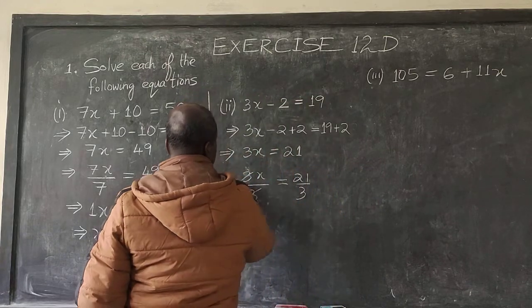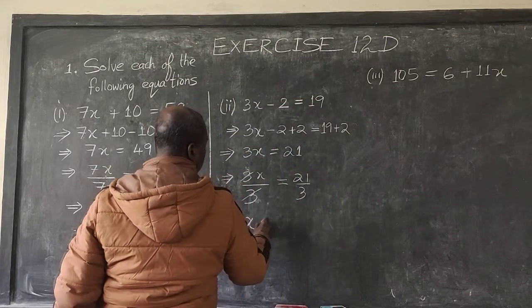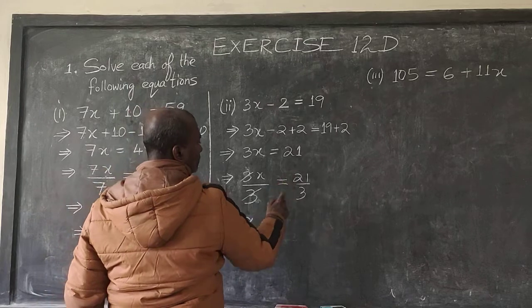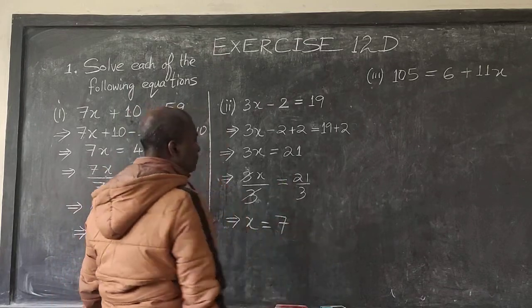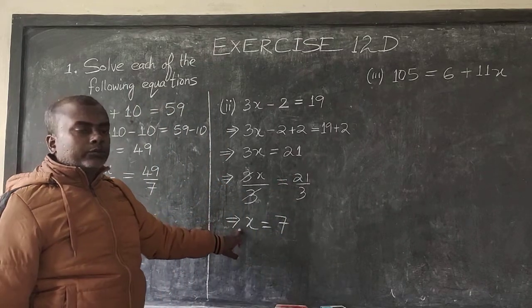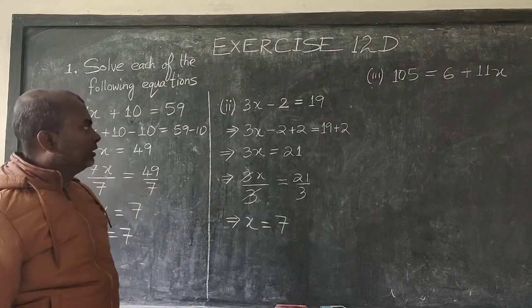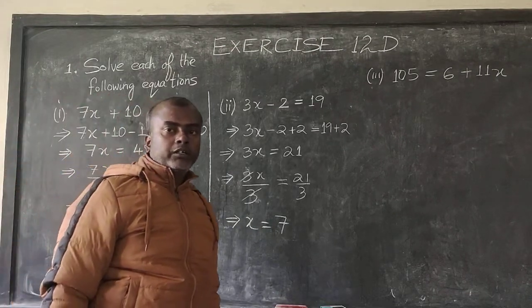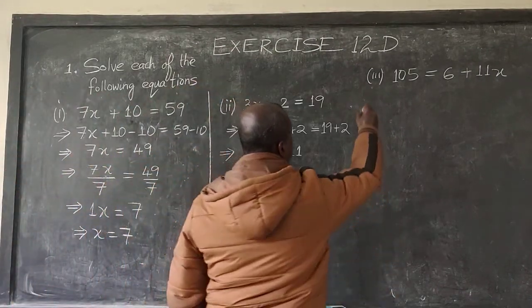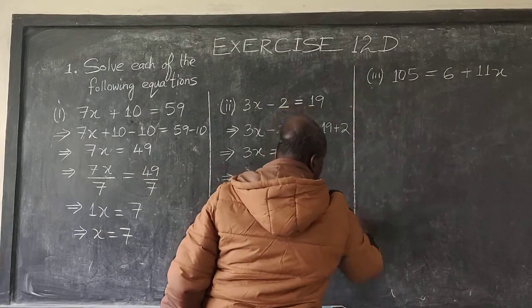So 3 and 3 will cancel each other out. Only x will remain. And here, how much is 21 divided by 3? 3 sevens are 21. So we got the value of x by using the inverse method in part 2 also.